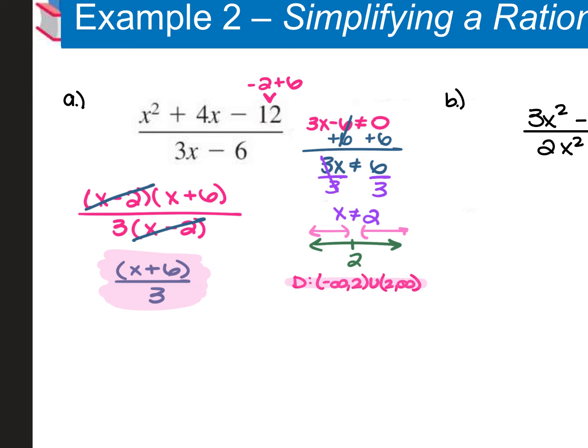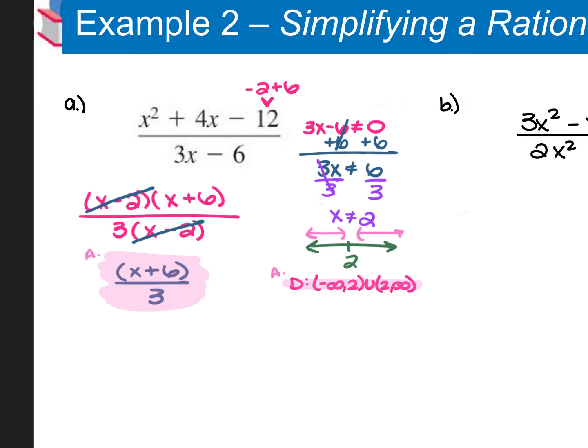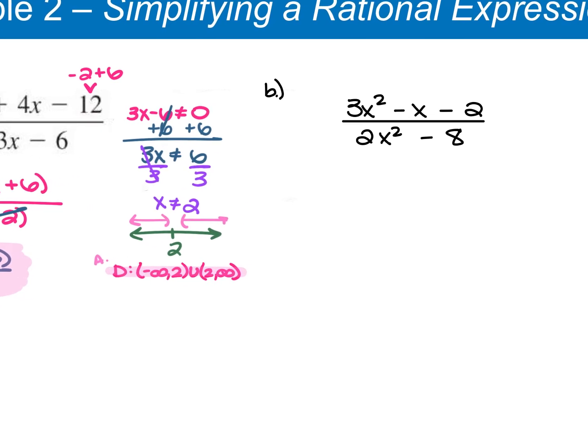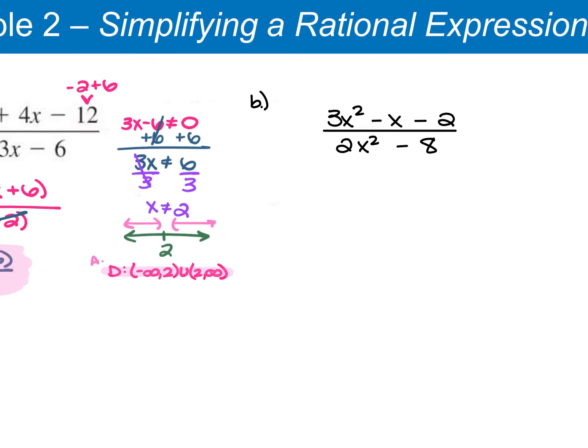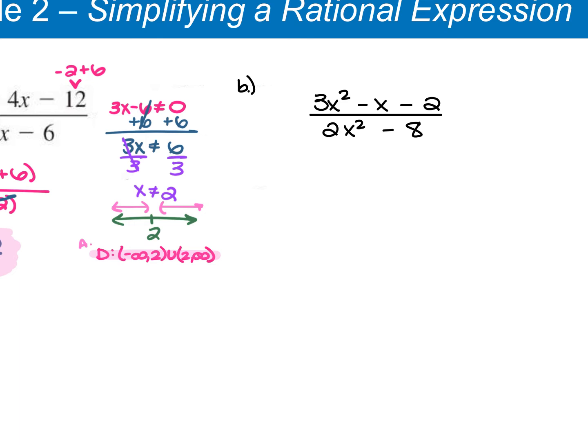Your domain is from negative infinity to 2 with a union from 2 to positive infinity. For example B, we're given 3x squared minus x minus 2 all over 2x squared minus 8. You have an x in the denominator, so first thing you've got to do, tell me what your domain is.